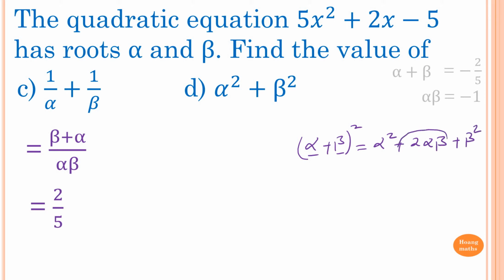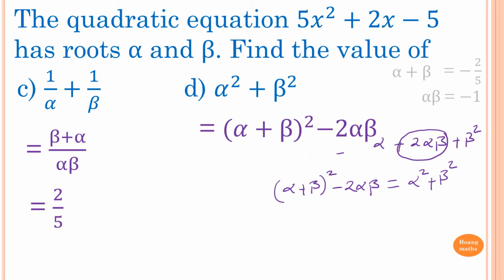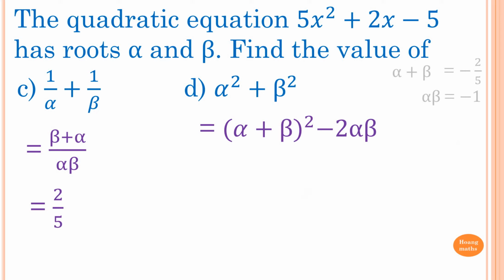Now, if I move this term to this side, that gives me alpha plus beta all squared minus 2 alpha beta is equal to alpha square plus beta square. So this is what I get. I just clear this first. Now, all I need to do is substitute the values in, because we already figured them out in the first part.